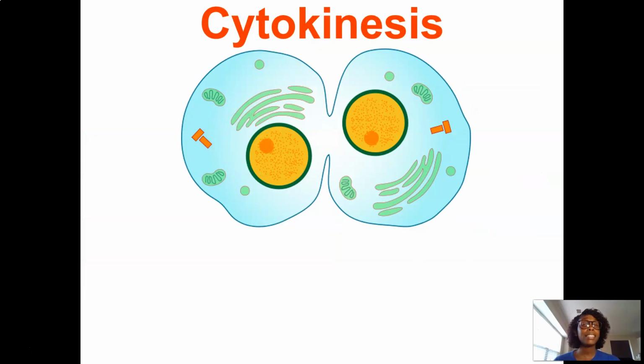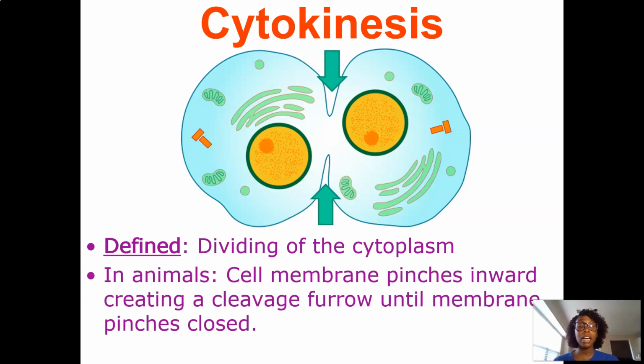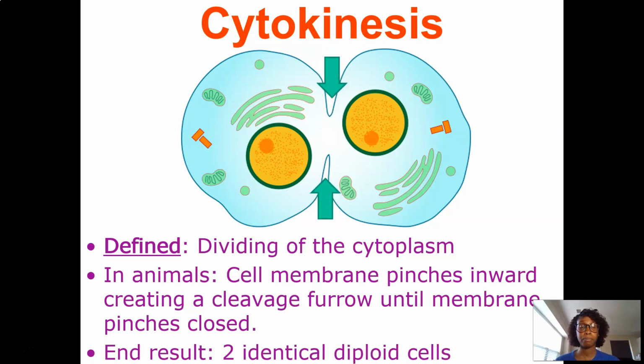Cytokinesis is when we are splitting those cells into those two new daughter cells. For animal cells, which is us, the cytoplasm is divided by pinching inward of that membrane. And when we pinch inward like that, it will form those two separate daughter cells.